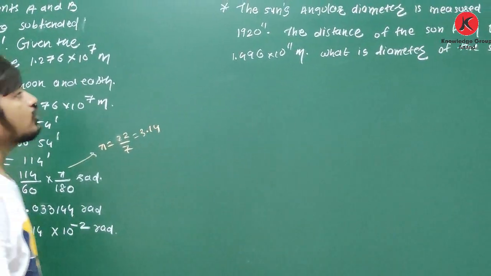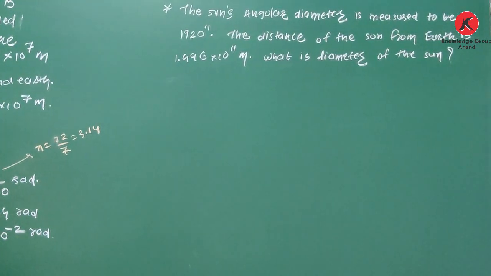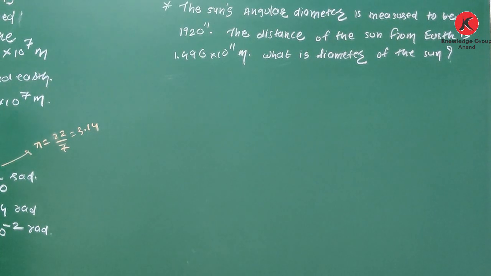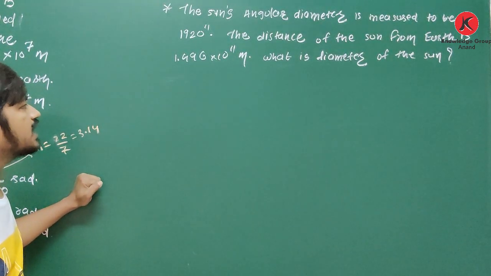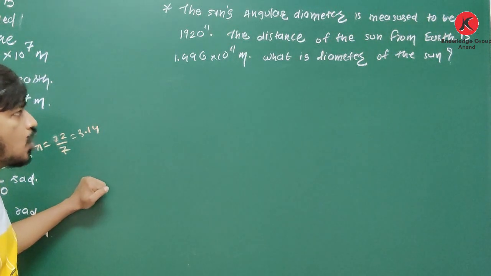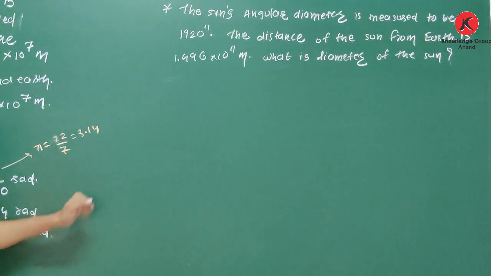Now second question, see. The sun's angular diameter is measured to be 1920 seconds. The distance of the sun from the earth is 1.496 into 10 raised to 11 meter. What is the diameter of the sun?